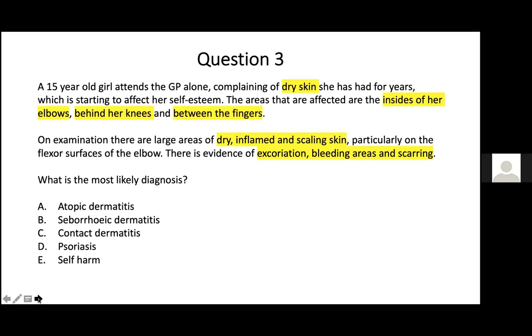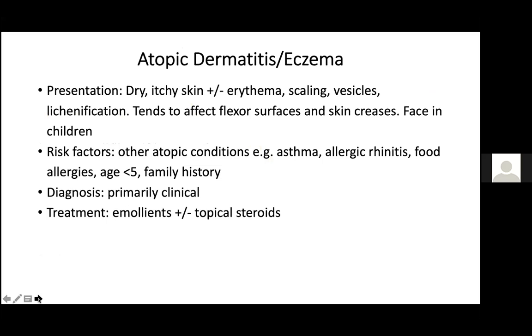So let's think about skin stuff, and we'll start with atopic dermatitis or eczema. This is one of the most common skin conditions you'll see as a GP. And this typically presents with dry, itchy skin with varying degrees of redness, erythema, scaling, vesicles, scarring, or even lichenification. So it tends to affect flexor surfaces. So we're thinking inside the elbows, behind the knees, and in skin creases. So places like inside the finger webs and in between the buttocks. And it commonly affects children, and it commonly affects the face in children.